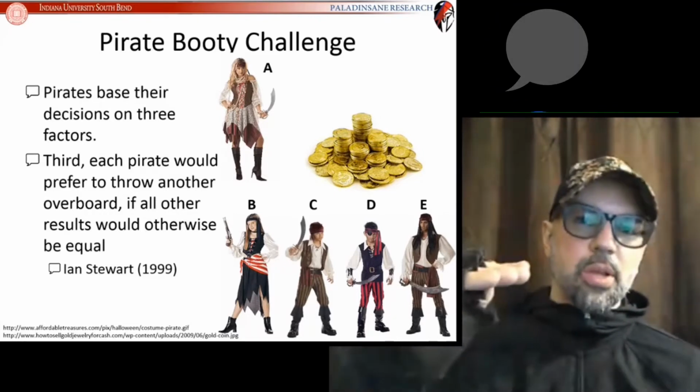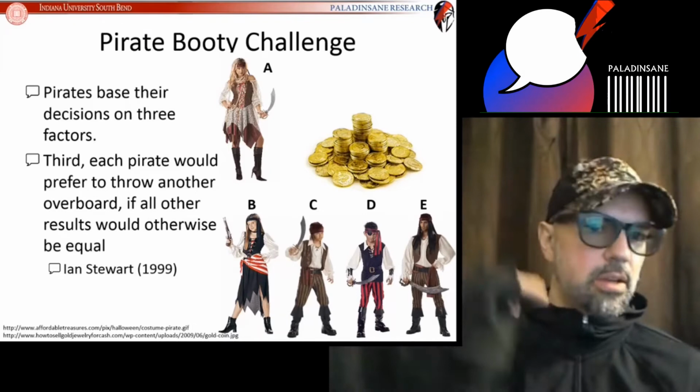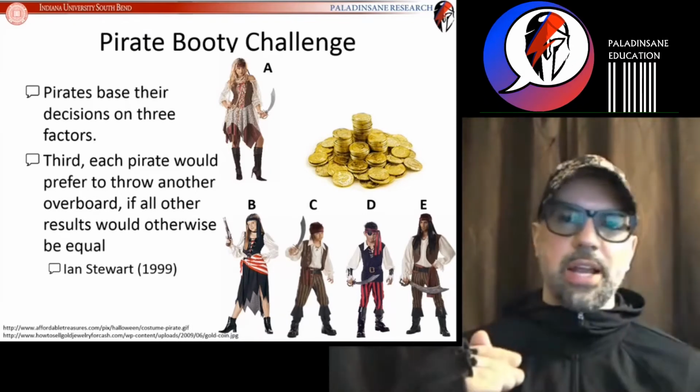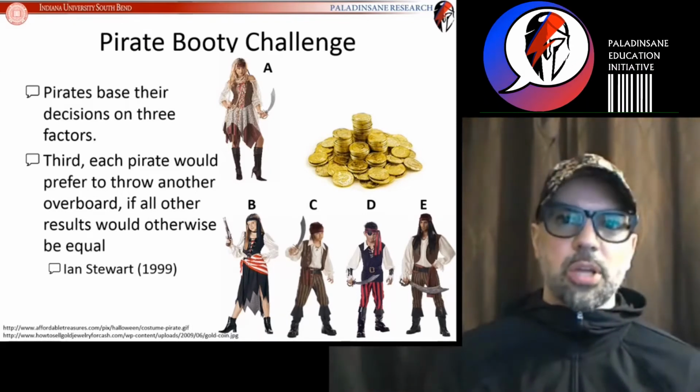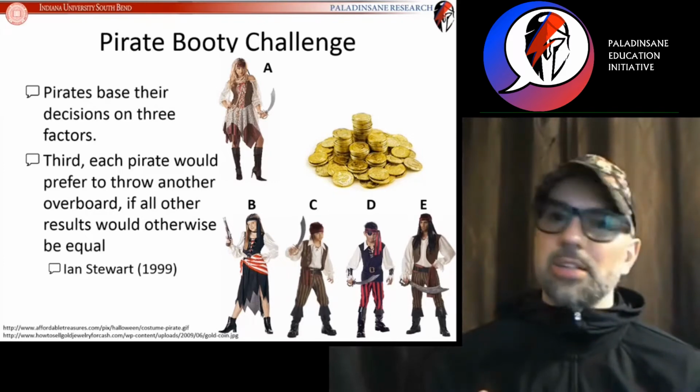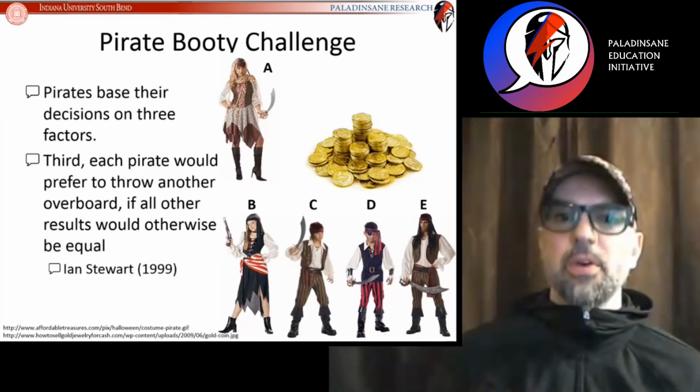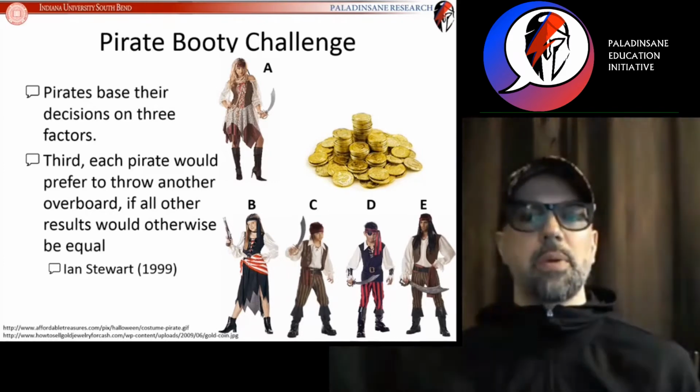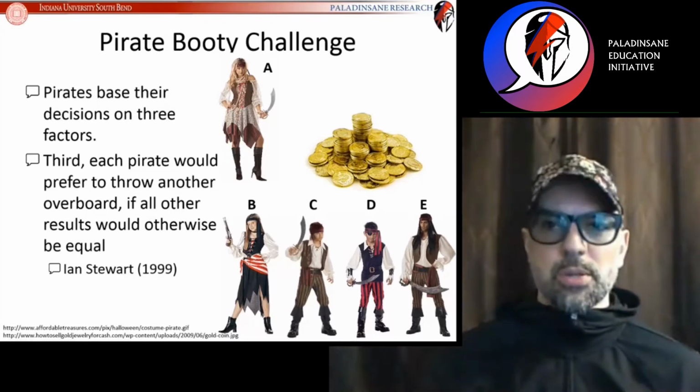So rule number one, the pirate wants to survive. Rule number two, they're greedy. They're trying to get as much gold as possible. Rule number three, they're bloodthirsty. As long as they're not going to lose money, they're going to vote an allocation down and try to throw the pirate overboard. So those are the rules.